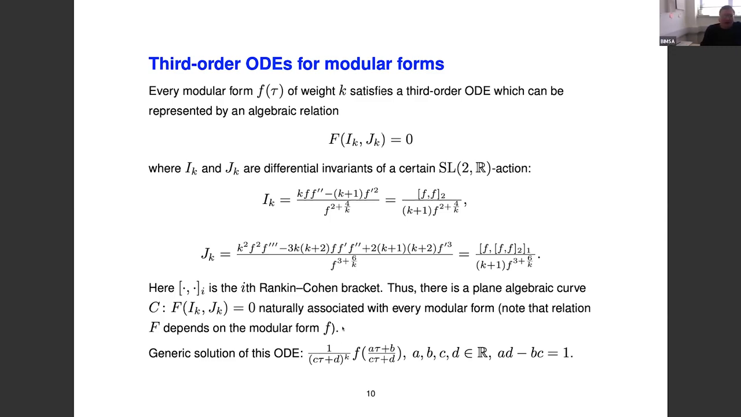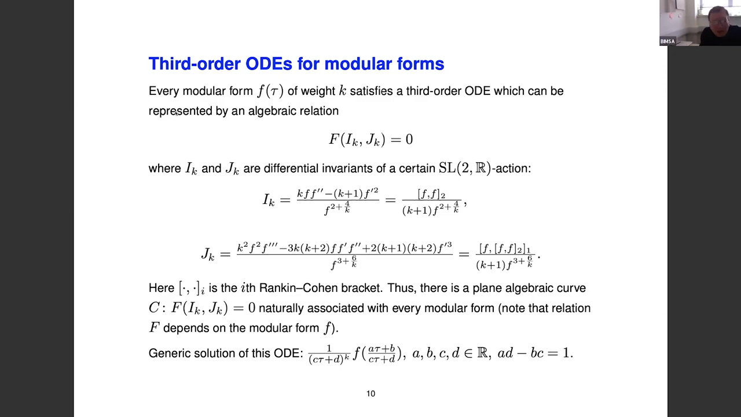By the way, differential equations for modular forms sometimes possess non-generic solutions. So what is written here is a generic solution. It's expressed in terms of the modular form just by rescaling the argument and the modular form itself. There may be non-generic algebraic solutions, which may also be of interest. I will show you an example later. Okay, this is the structure of a third order ODE for modular forms.